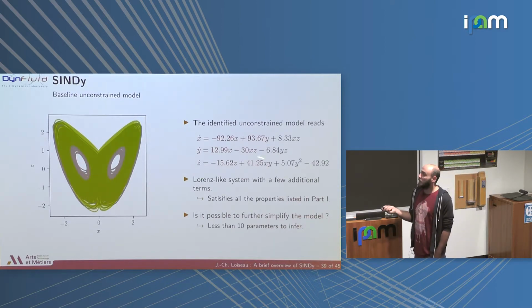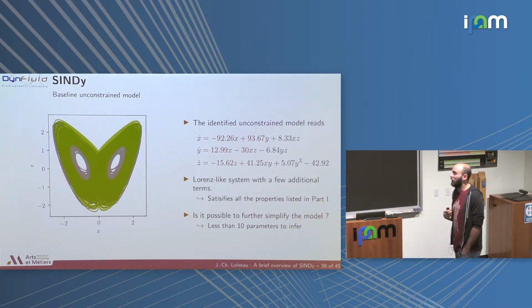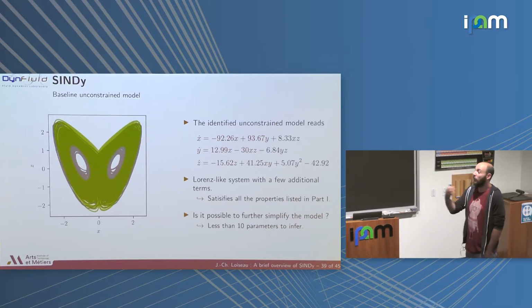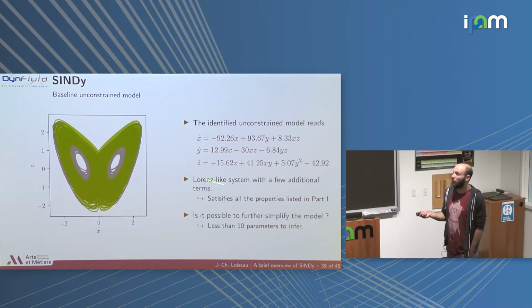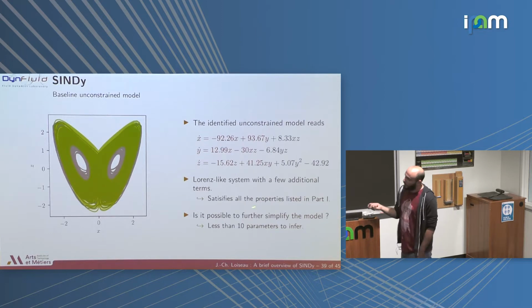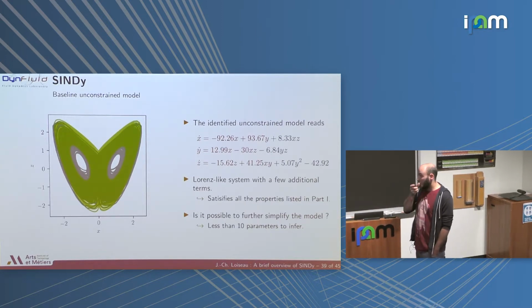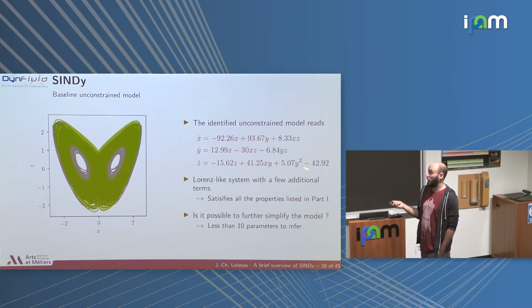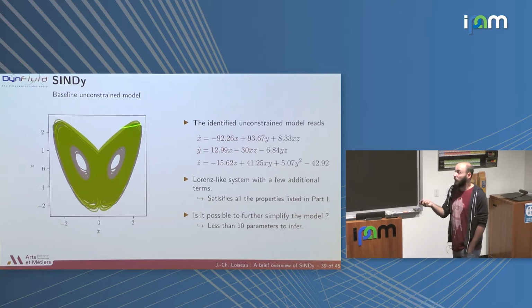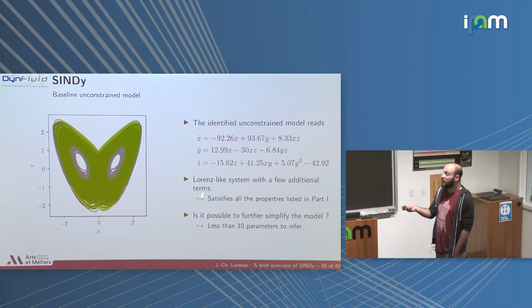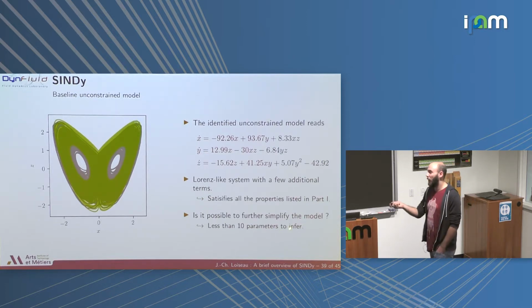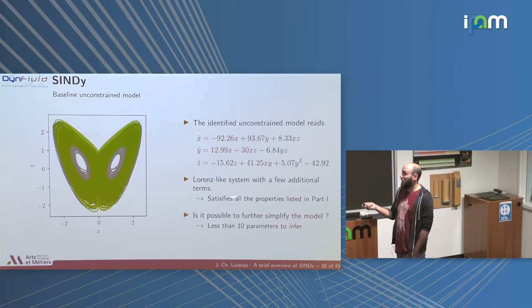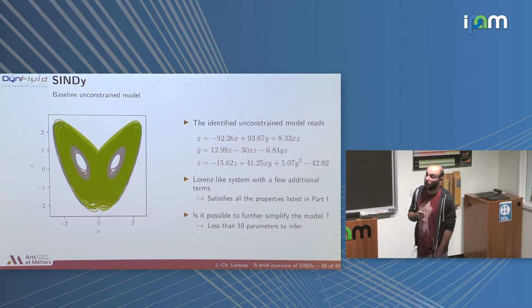But if we simulate the system, in gray you have the low-dimensional attractor from the high-dimensional DNS data, and in green you have the one generated by this fairly simple system. So it's clearly Lorenz-like dynamics with a few additional terms. And we can easily show, if you do the math, that it satisfies, because we baked in the dissipative property, for instance, all the properties we listed in part 1.